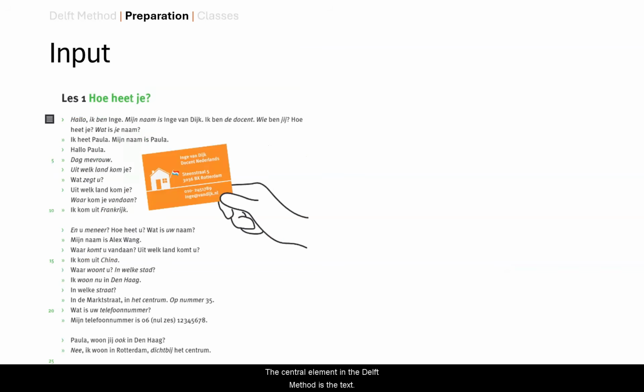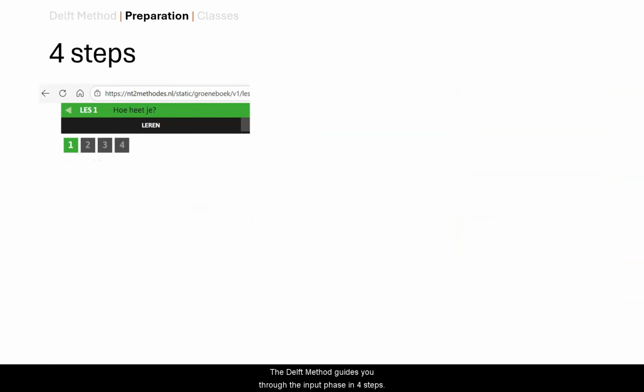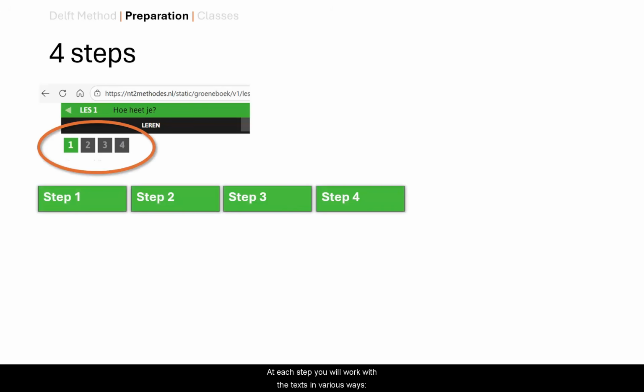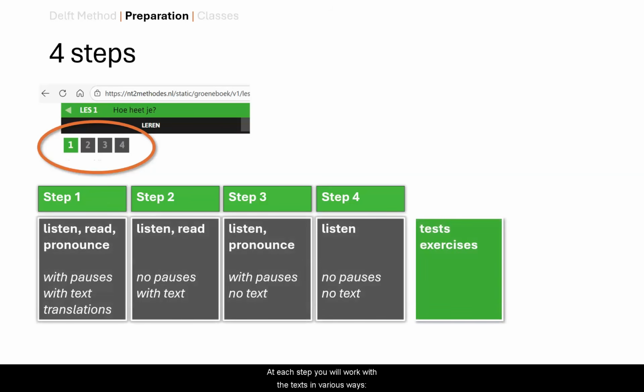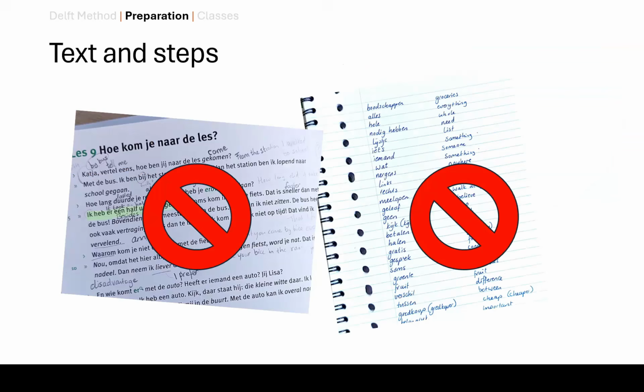The central element in the Delft method is the text. Topics include family, food, housing, daily routines, etc. Every new text introduces around 50 new words. The Delft method guides you through the input phase in 4 steps. At each step, you will work with the text in various ways. Listening, reading, and, very important, repeating sentences out loud. If you follow these steps as intended, you shouldn't need to do anything else.